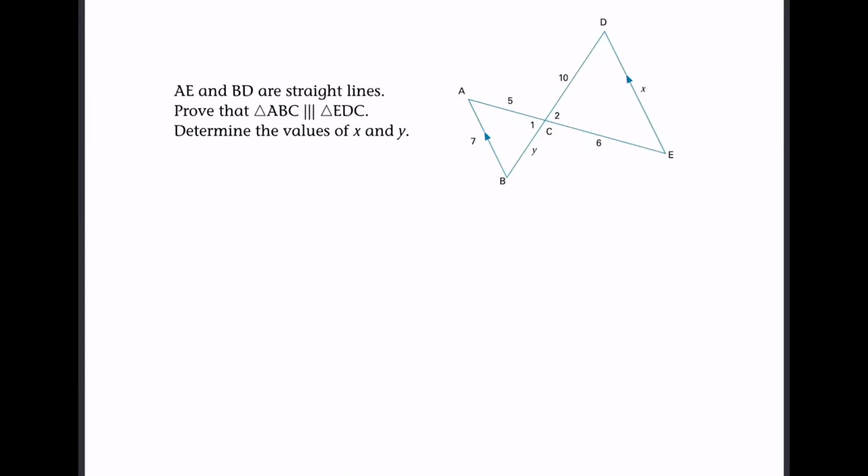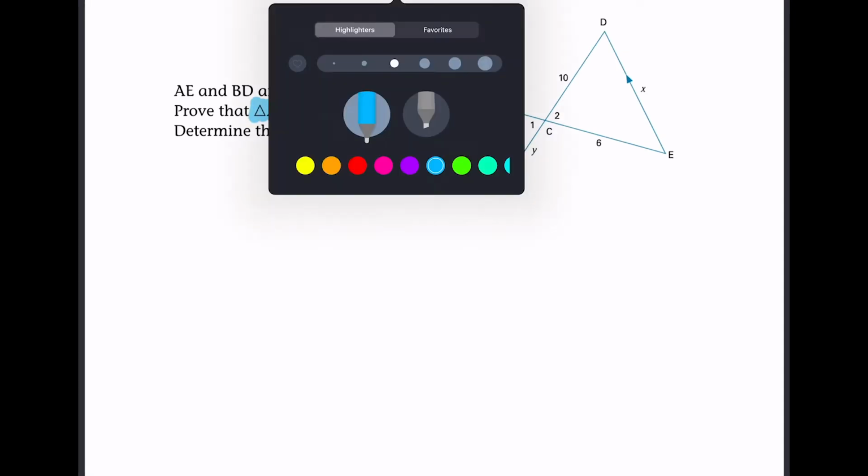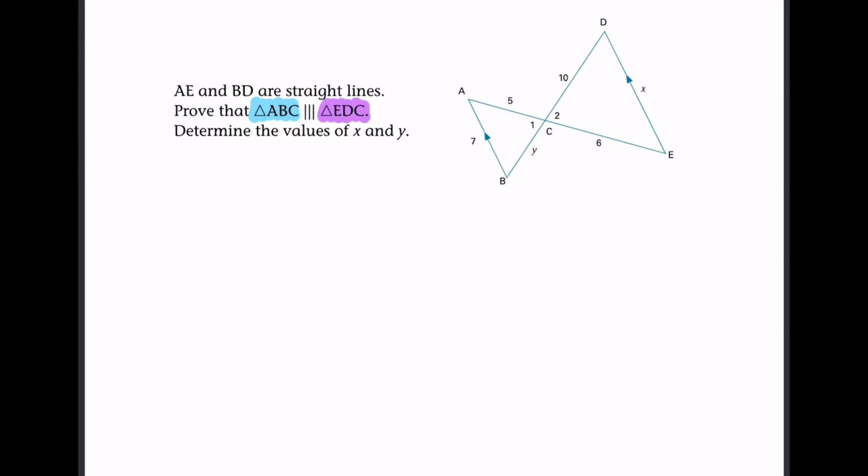AE and BD are straight lines. Prove that triangle ABC is similar to triangle EDC, and then determine the values of x and y. Alright, so I want to prove that triangle ABC is similar to triangle EDC. Once I have the two triangles being similar, it means that the sides are in proportion. Once I have the sides in proportion, I can then determine the lengths of any unknown.